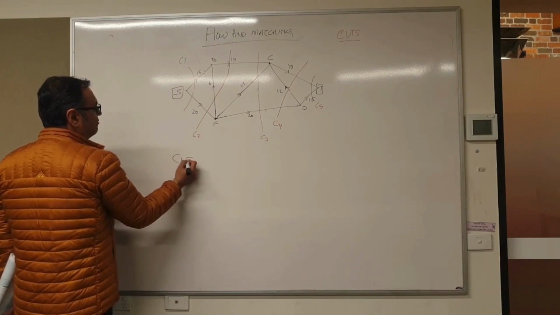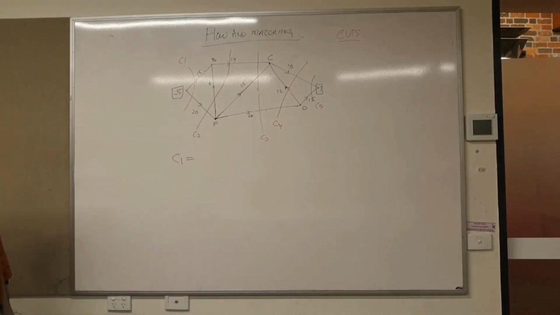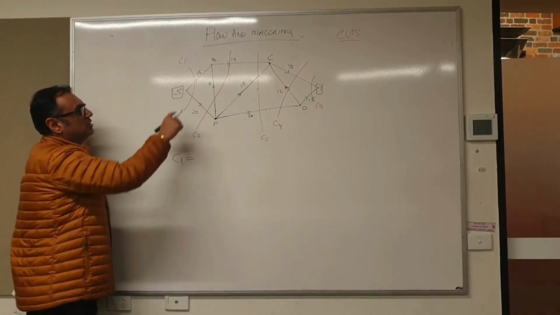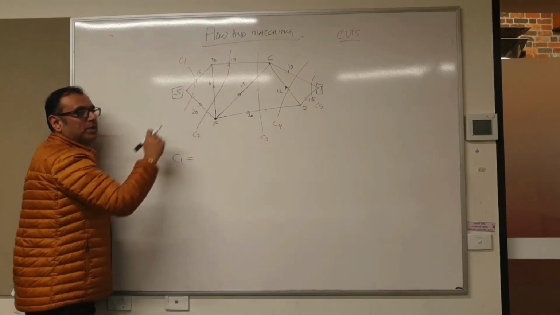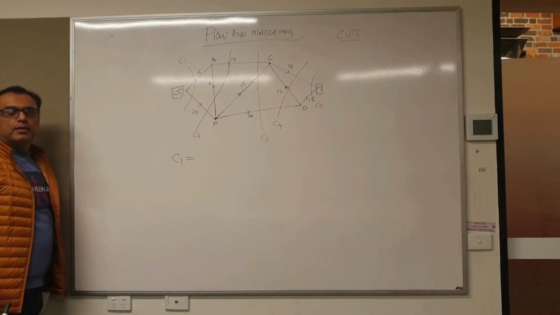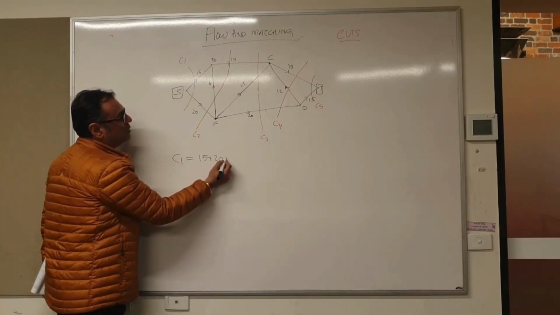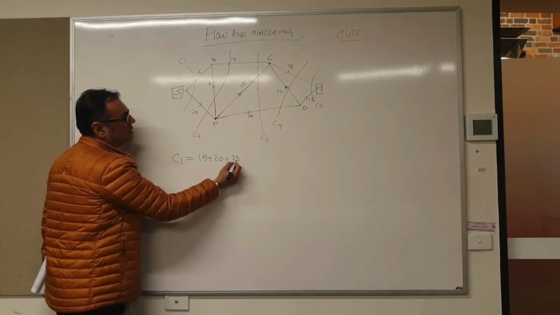Let's try to find the capacity of cut C1. Cut C1 has taken two edges which are worth 15 and 20. So I say 15 plus 20 is 35.